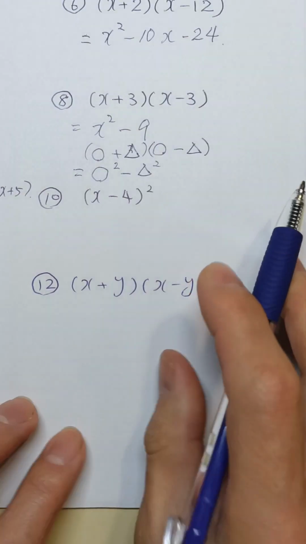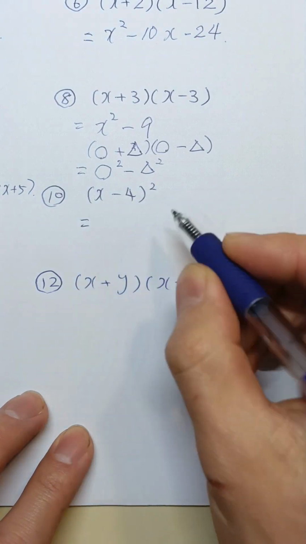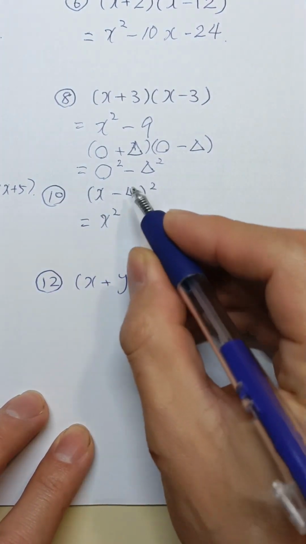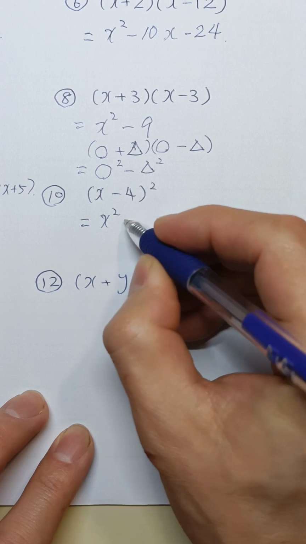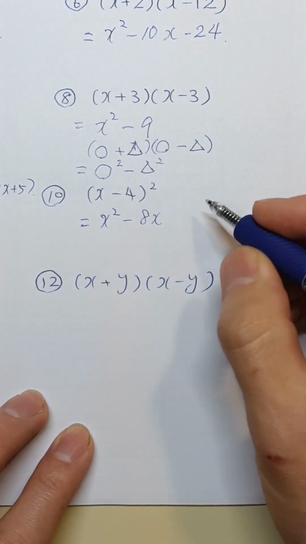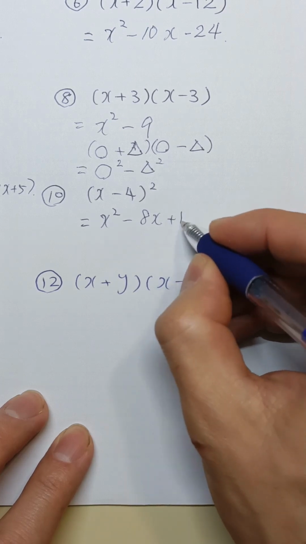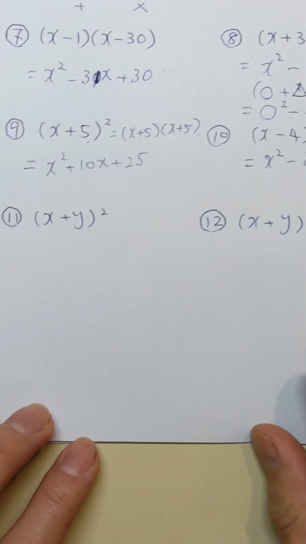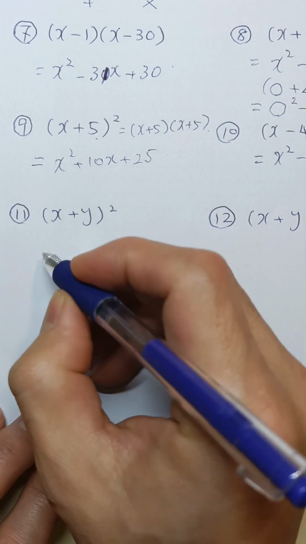Next, you do the same. x squared, and then multiplying by 2 gives negative 8x, and then multiplying by itself, negative 4 times negative 4 is 16.